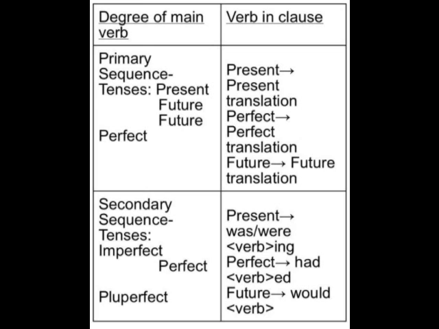When the main verb is in the secondary sequence, you translate the present subjunctive as was, were, verbing. If the subjunctive is perfect, you will translate it as has verbed. If the subjunctive is future, you will translate it as would verb.